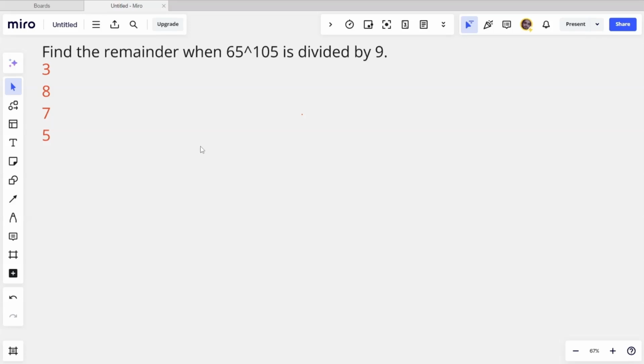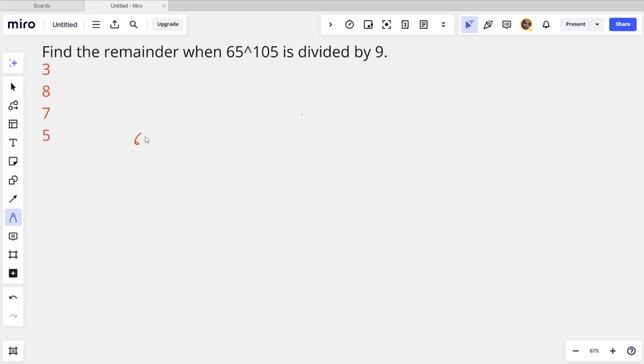Okay. So let me clarify, if you don't know the concept of remainder cycle, you will not be able to solve this question. So it is recommended that you should know the concept first, and after that you should try to solve this question. Okay, so let's come to the question. Find the remainder when 65 raised to the power 105 is divided by 9. So we have to find the remainder cycle of it.